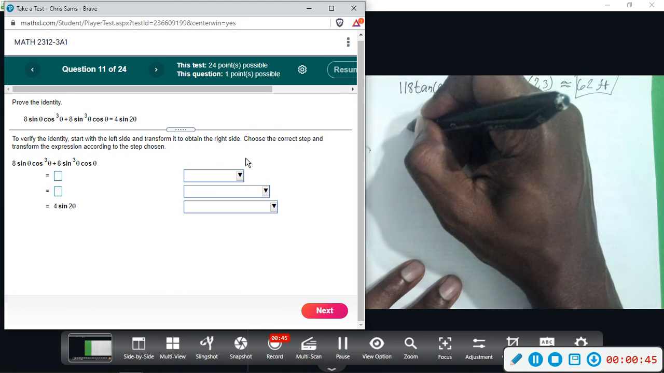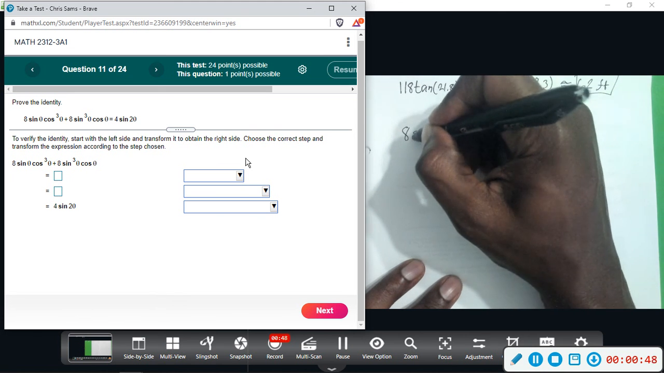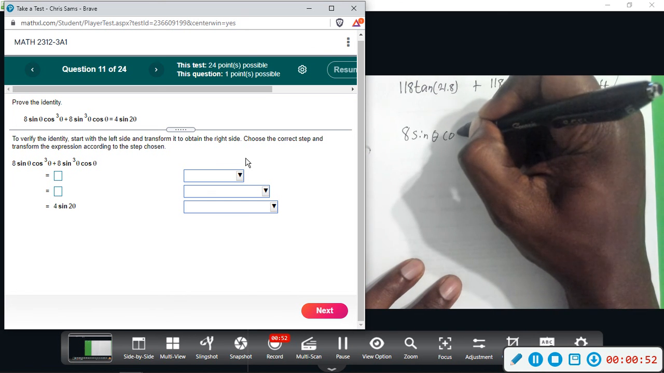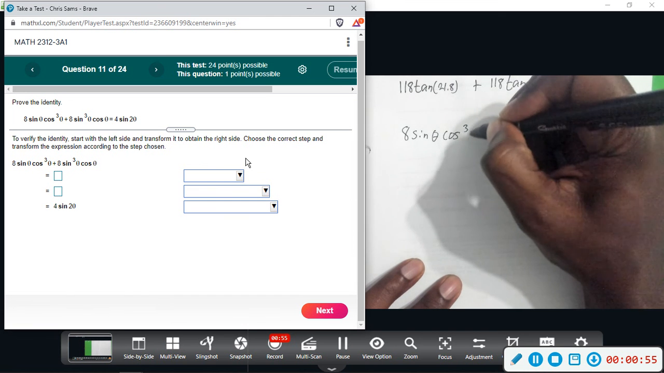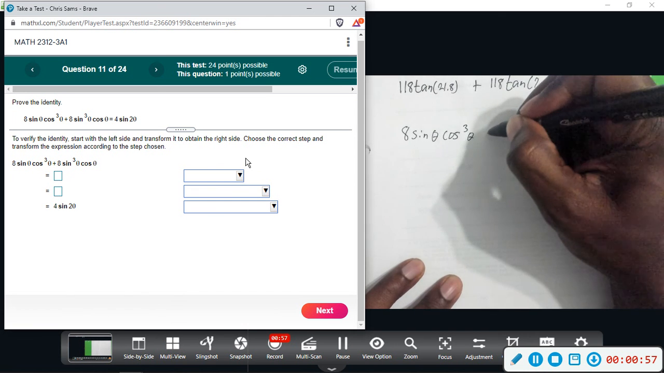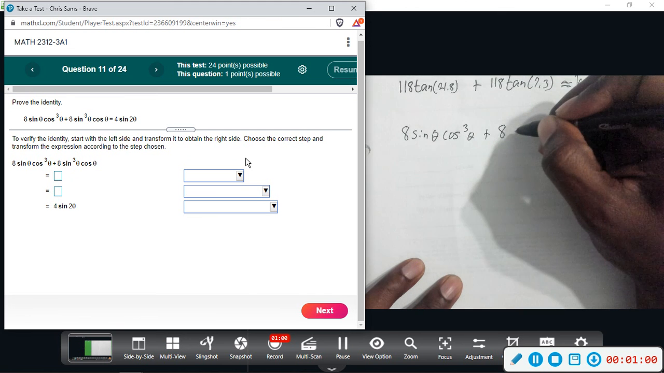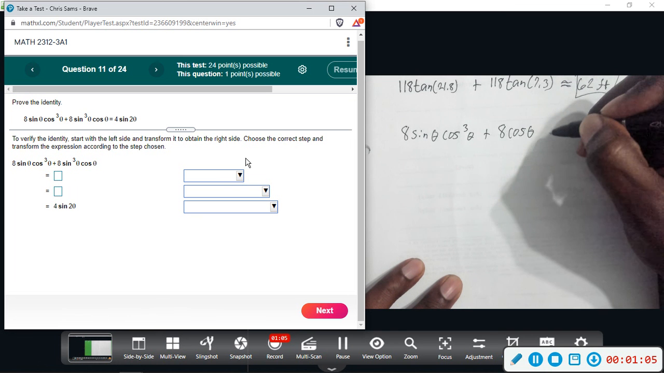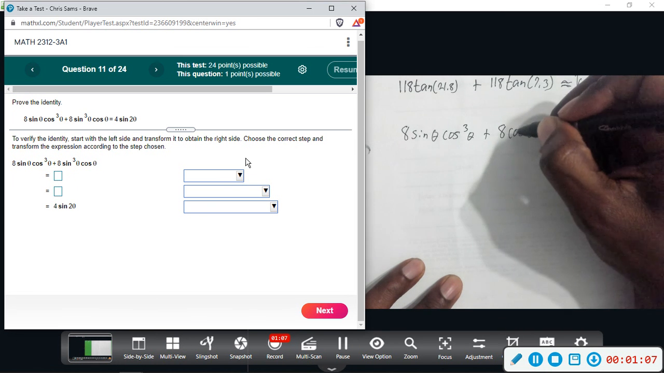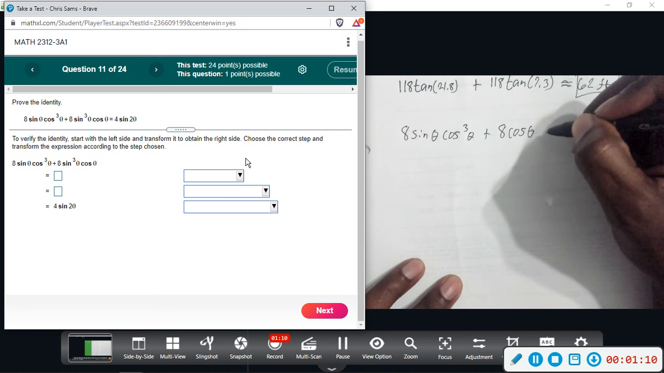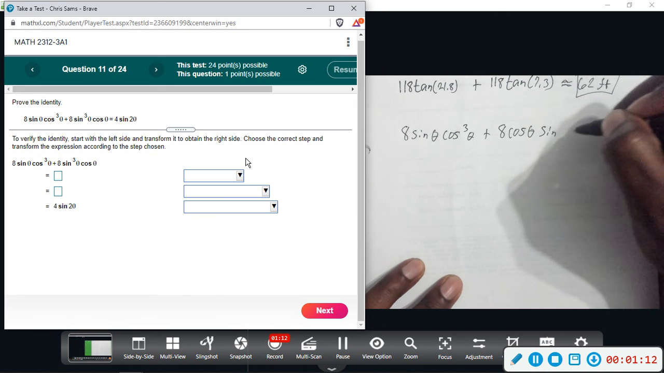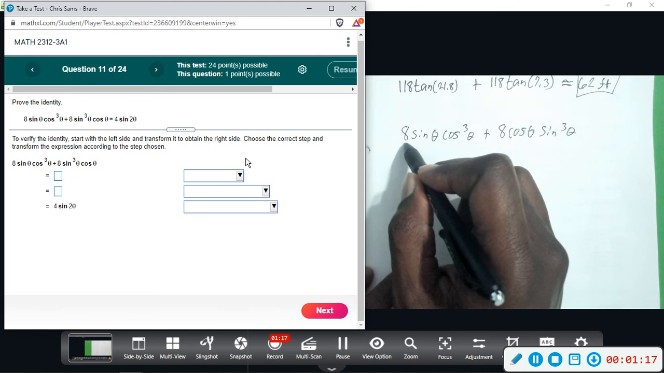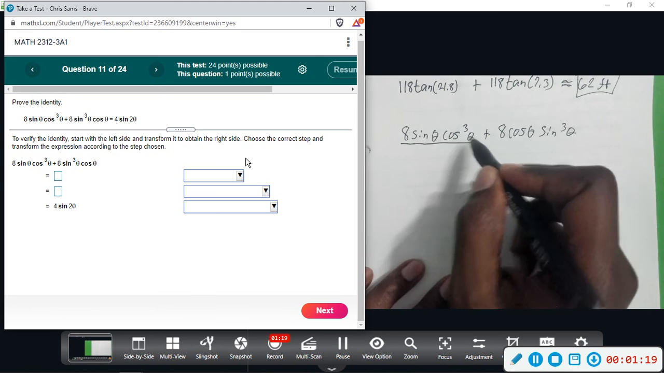So we have 8 sine theta cosine cubed theta plus 8 cosine theta sine cubed theta. I just put the cosine first, that's fine, I just wrote it backwards, but that's fine. Alright, both these two terms have 8 sine and cosine in common.